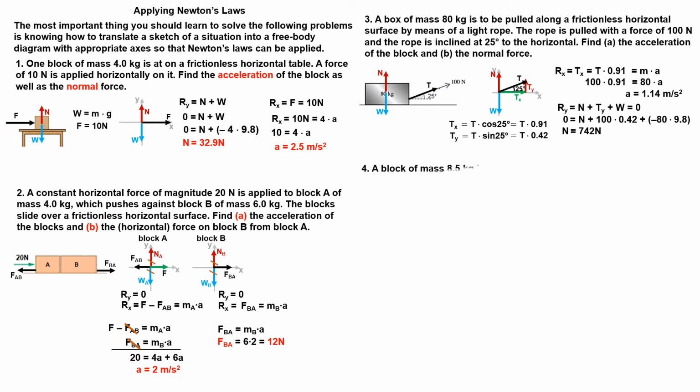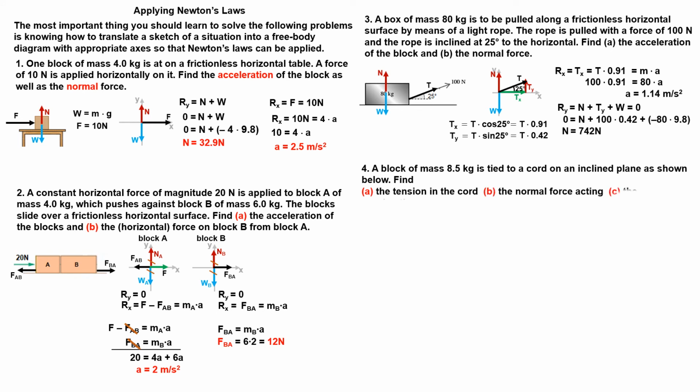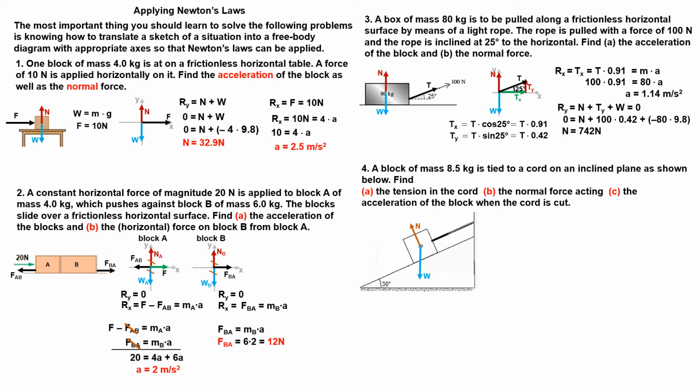A block of mass 8.5 kg is tied to a cord on an inclined plane as shown below. Find the tension in the cord, the normal force acting on the block, and the acceleration of the block when the cord is cut. Make a diagram and identify the forces acting on the body. The direction of the weight is straight downward, but the direction of the normal force is perpendicular to the surface. The rope applies the tension force to the block. We draw a free body diagram and add an XY coordinate system.